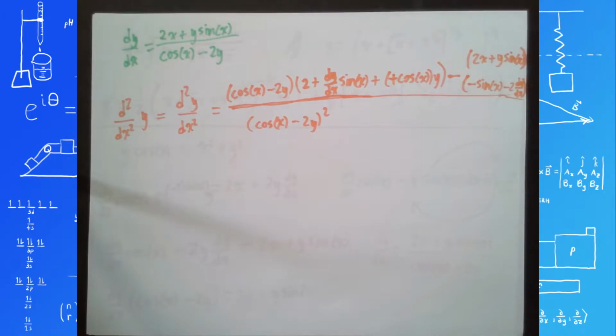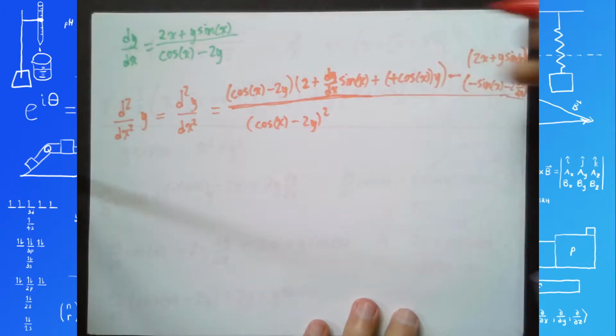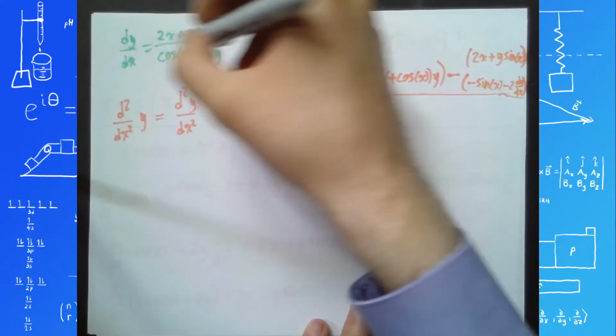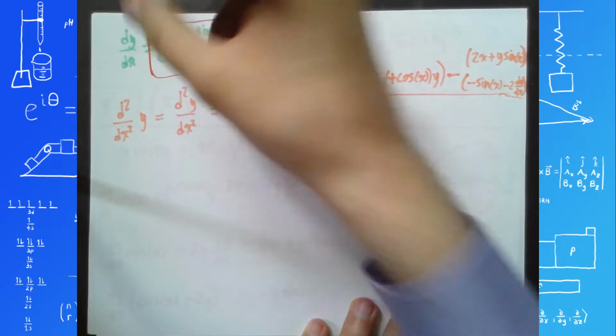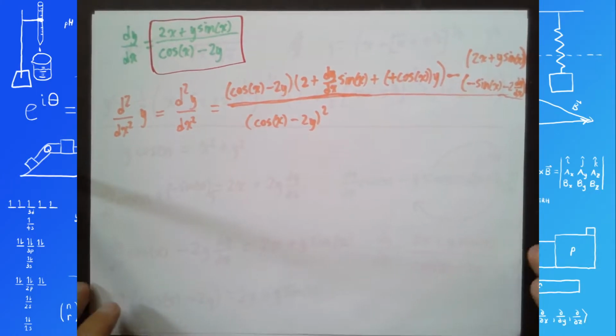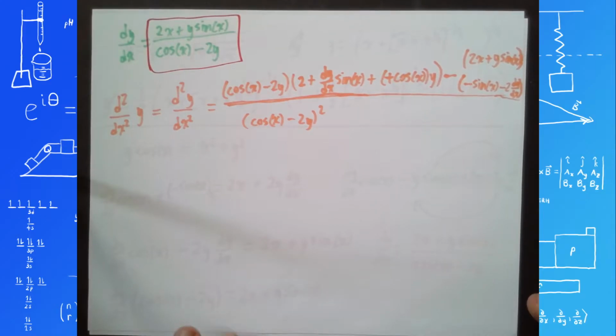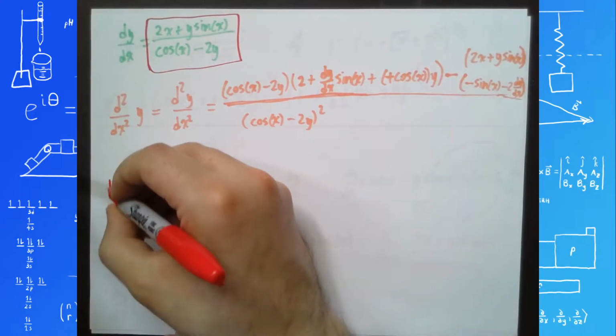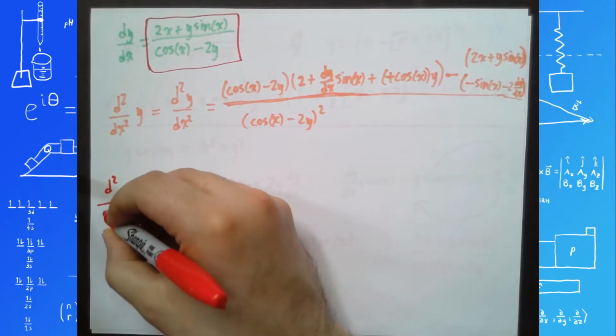Okay, and what do we do with these dy dx's now? Well, we know what dy dx is. This is dy dx, so just plug that in. And yes, this is going to turn into a super complicated expression. Maybe this wasn't the best example to use for a second derivative, but if you can understand this, then you'll probably be good with whatever they might throw at you during the exam. So, one last rewrite.